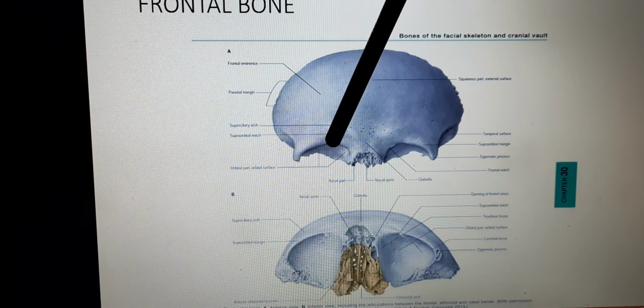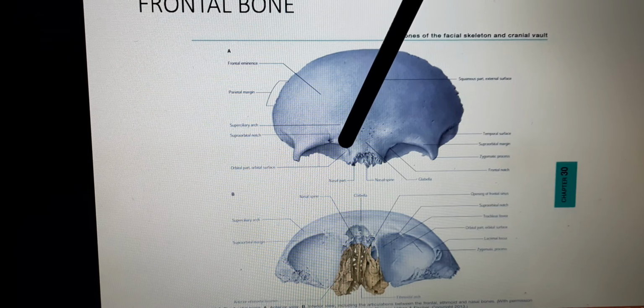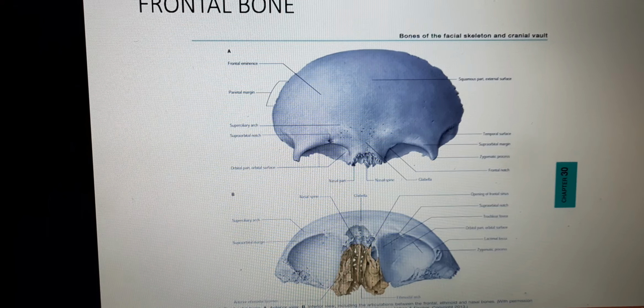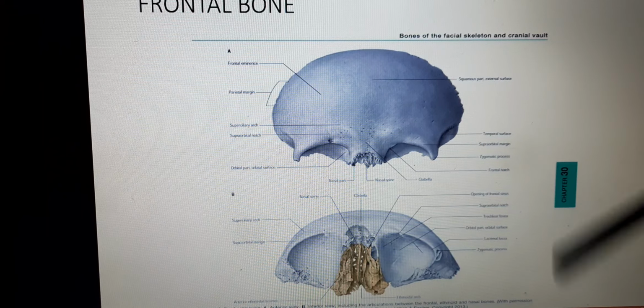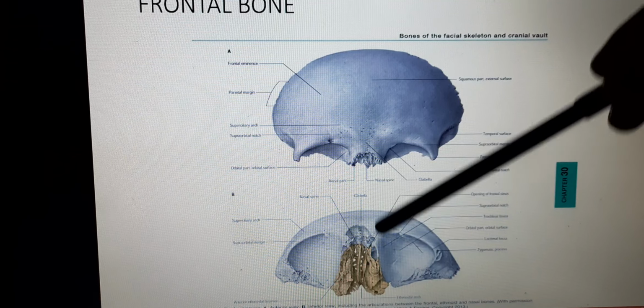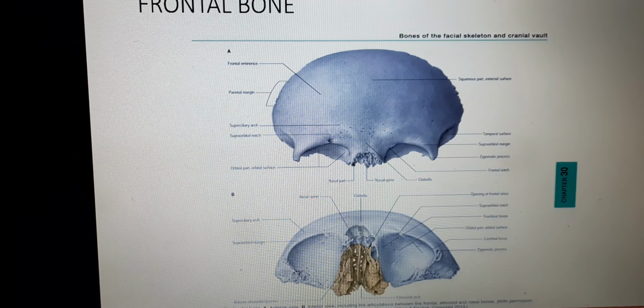Just medial to this foramen or notch, you get another notch, known as the supratrochlear notch, just above the trochlear fossa. Through the supratrochlear notch, the supratrochlear nerve and vessels pass.